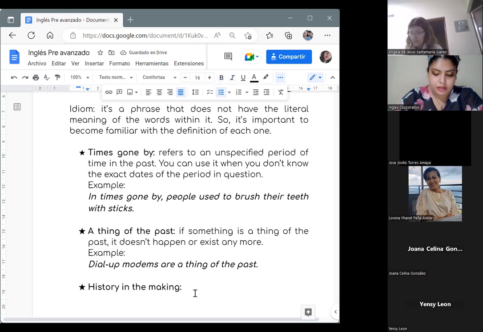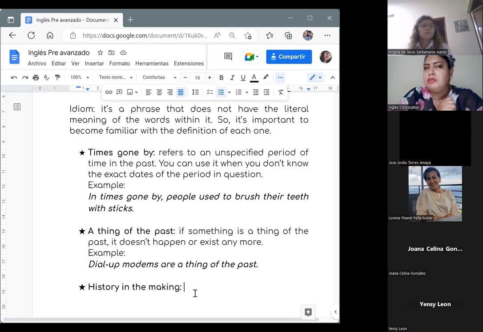This one means that something which is happening now is notable enough that people in the future will remember it. So in this case, it is when you are seeing some actions that are happening right now that you can think, oh, that is big enough that people will remember this action in the future because it is something really big.